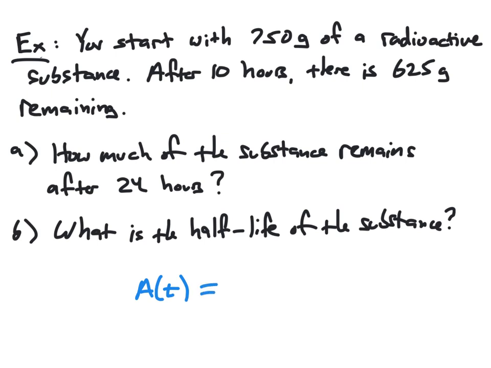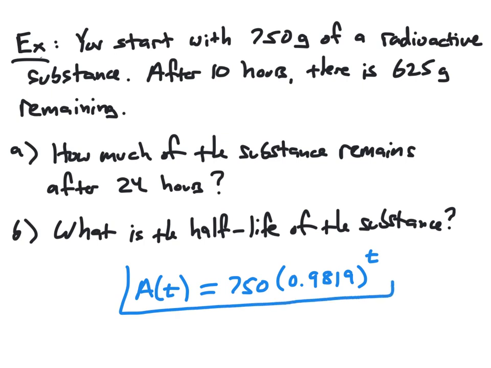The correct model, though, should be A of t equals 750 times 0.9819 raised to the t power. This is the model that we're going to use to answer the 2 questions posed here.